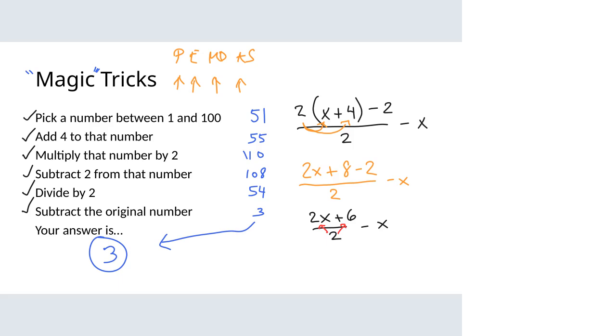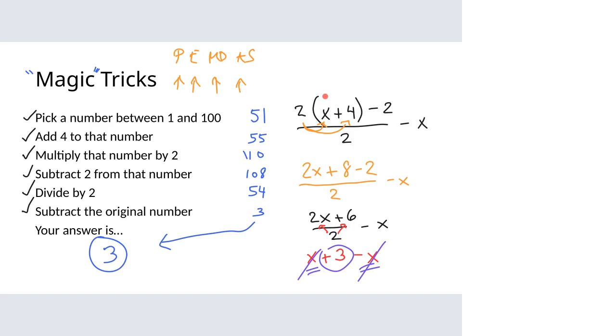We'll do that. And so 2x divided by 2 is just x. 6 divided by 2 is 3. And then we still have this minus x hanging around over there. And now what we have left is just, well, we've got positive x and a negative x that will cancel each other out, leaving me with just a 3.